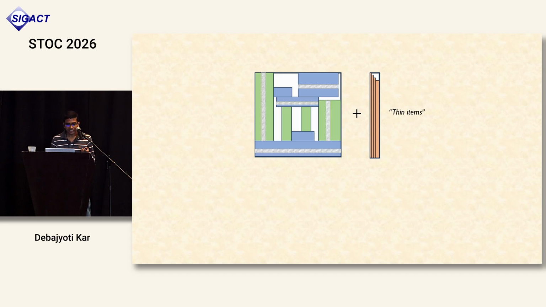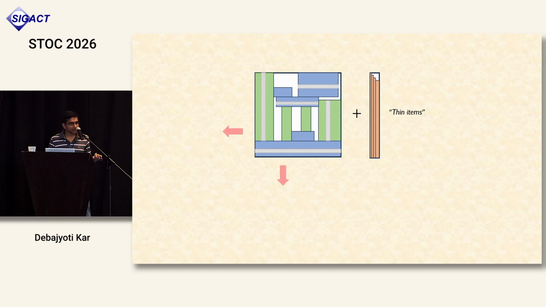And once we have that, we discard all rectangles that intersect a random strip of thickness epsilon k inside each of the thick containers. And in the process, we can show that we still retain, in expectation, a 1 minus epsilon fraction of the number of rectangles.